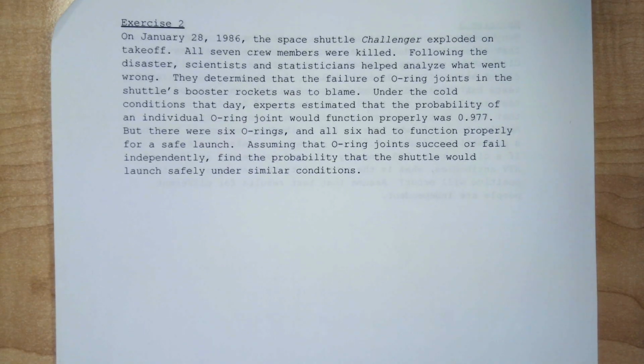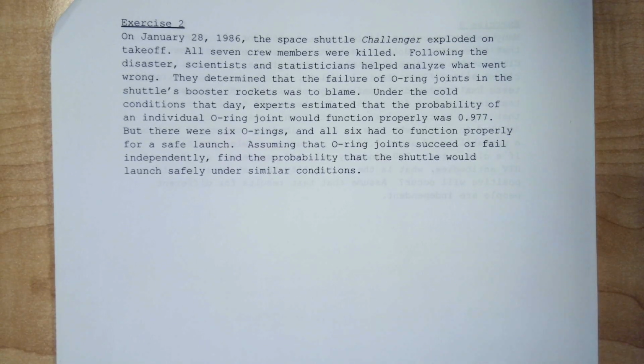Example 2. On January 28th, the Space Shuttle Challenger exploded after takeoff. All 7 crew members were killed. Following the disaster, scientists and statisticians helped analyze what went wrong. They determined that the failure of O-ring joints in the shuttle's booster rockets was to blame. Under the cold conditions on that day, experts estimated that the probability of an individual O-ring joint functioning properly was 0.977. But there were 6 O-rings, and all 6 had to function properly for a safe launch. Assuming that the O-ring joints succeed or fail independently, find the probability that the shuttle would launch safely under similar conditions.